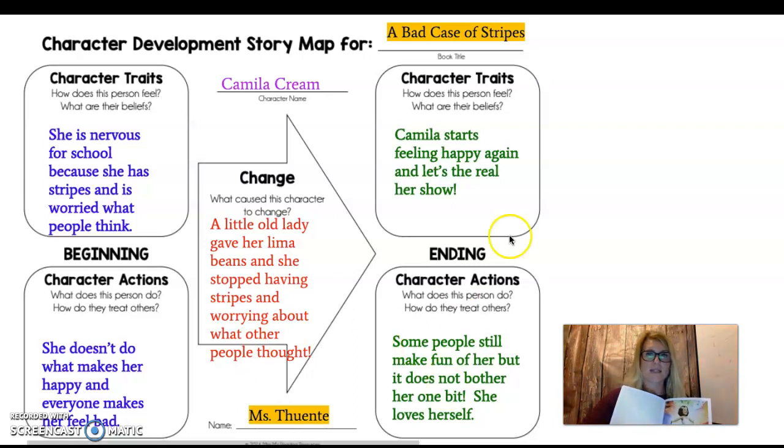So at the end, how does she change? Camilla starts feeling happy again and lets the real her show. What does she do? Some people make fun of her still, but it does not bother her one bit because she loves herself.